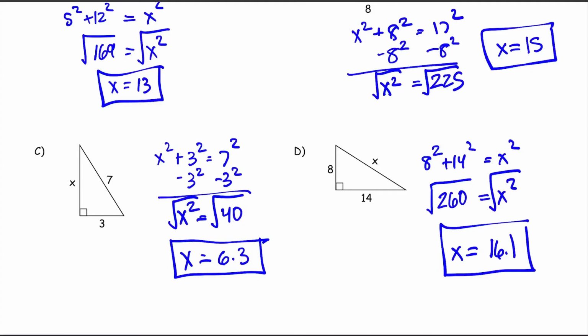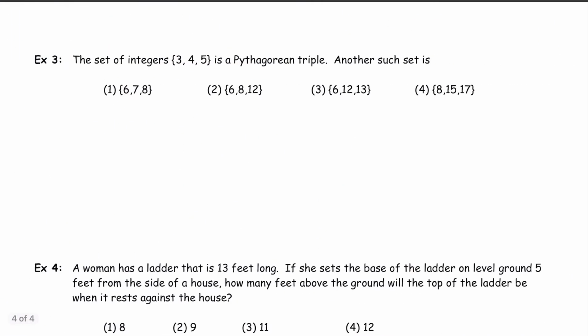Okay, let's look at our last page of notes. 3 more examples here. First one is a multiple choice. It says the set of integers 3, 4, 5 is a Pythagorean triple. Another such set is. Unfortunately, there's no shortcut here. I have to set up the Pythagorean theorem for all of these and see if it works.